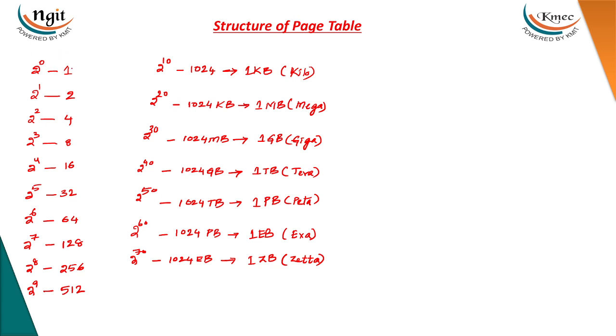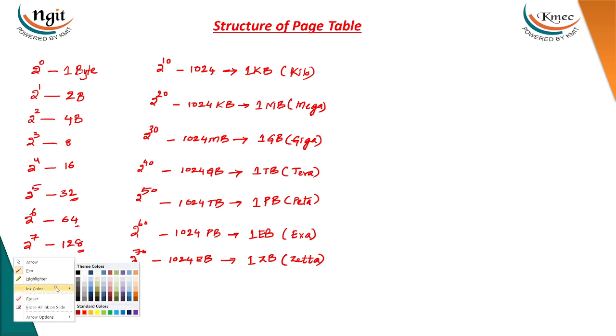2 to the power of 0 means 1 byte, 2 to the power of 1 means 2 bytes, 2 to the power of 2 means 4 bytes, 2 to the power of 3 is 8, 2 to the power of 4 is 16, 2 to the power of 5 is 32, 2 to the power of 6 is 64, 2 to the power of 7 is 128, 2 to the power of 8 is 256, and 2 to the power of 9 is 512.